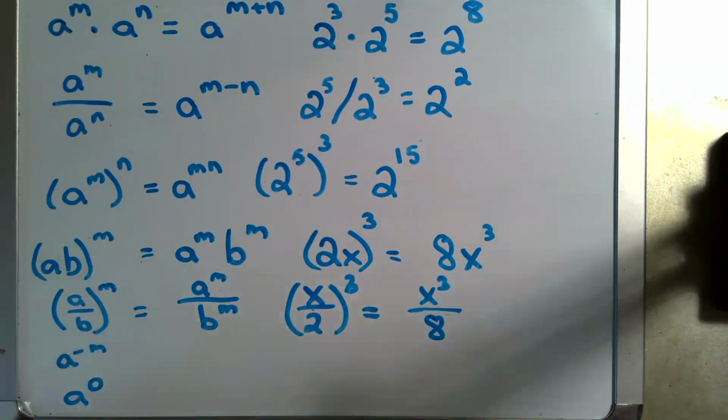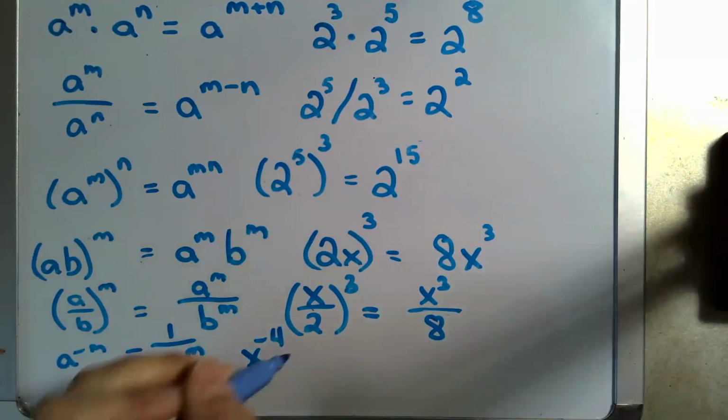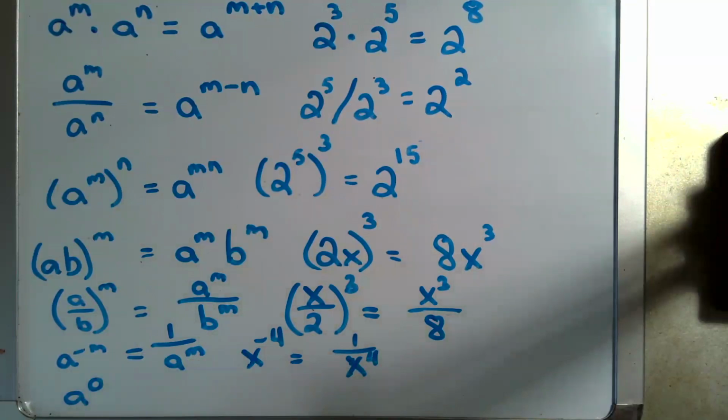Negative exponents do not have anything to do with negative numbers. What they mean is 1 over the positive version of that exponent. So A to the negative M becomes 1 over A to the M. So for example, x to the negative 4 becomes 1 over x to the 4.